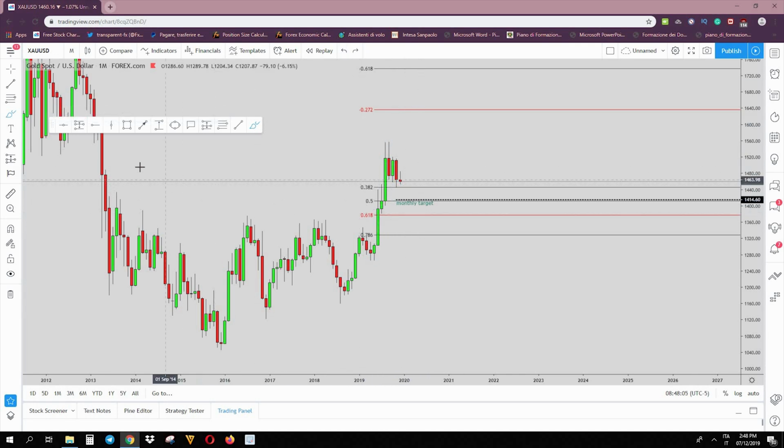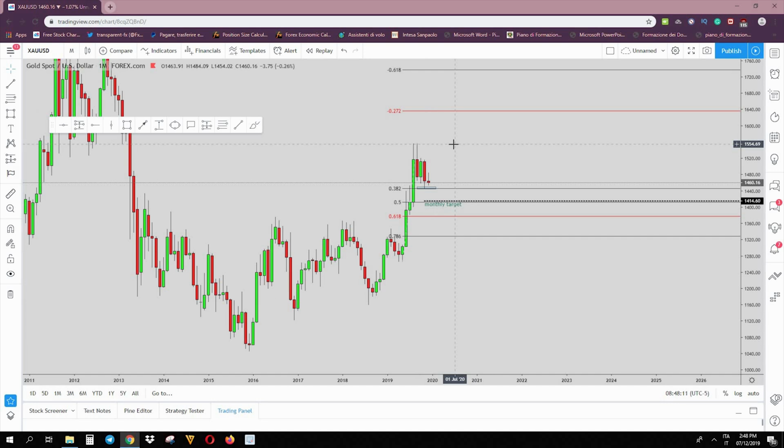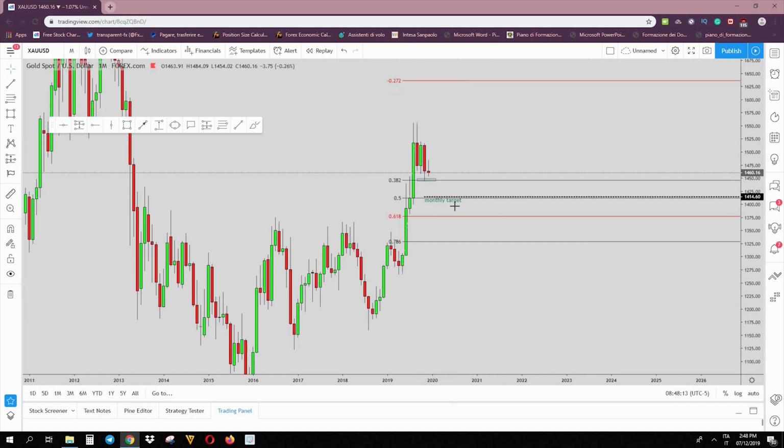I will show you how we did it later during the analysis when we go down to the daily time frame. From the monthly, our first target was at the 382 and the market already hit our first target. So the next target is the 50%. Why is it the 50%?